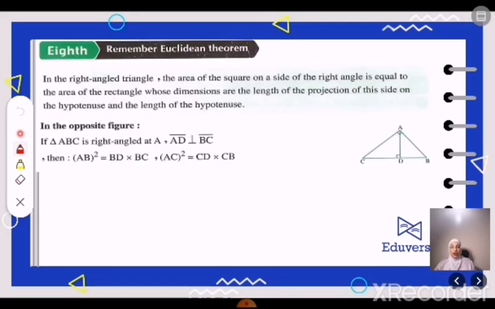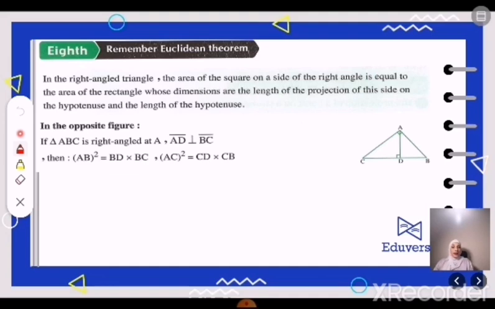That's the projection. Let's go on to talk about the Euclidean theorem. You know that the Euclidean theorem is the most important thing here. It will help you solve many exercises in this year and also in the next years, inshallah, because it's as important as the Pythagorean theorem.